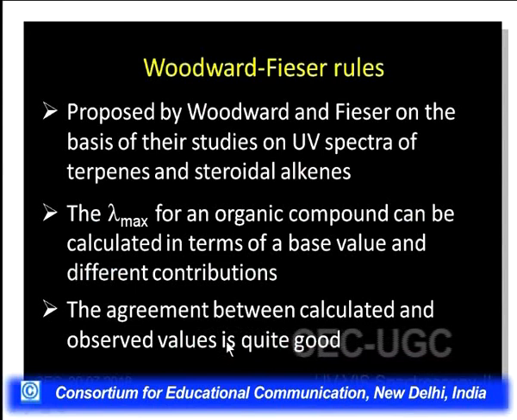What they did is assign a base value to the basic chromophore, and add the effects of substituents and solvents, in terms of their location and nature, onto that base value. We'll take a lot of examples, and we find that on the basis of these rules there is excellent agreement between the calculated and the observed values. That is, the values predicted by these rules and those actually observed experimentally are fairly close to each other.